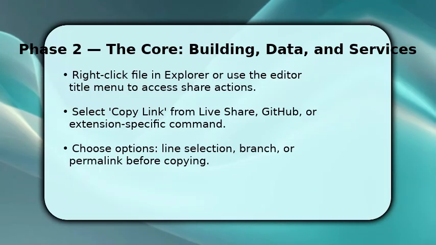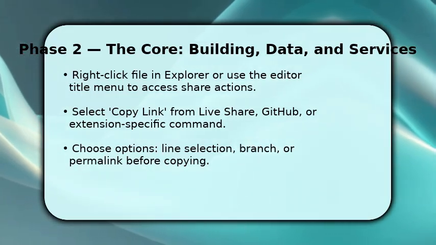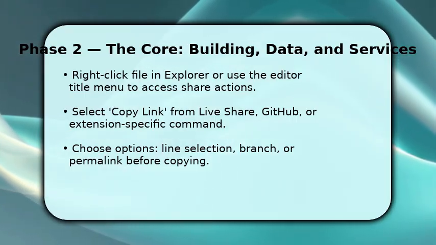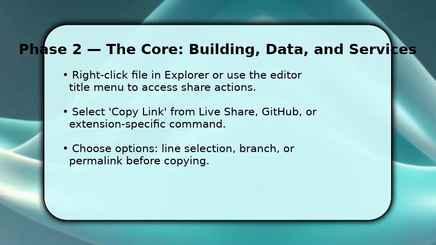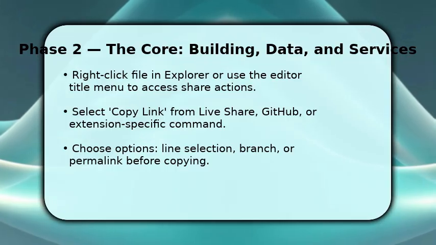If available, specify a line range or choose permalink versus branch relative link so recipients land precisely where you want. Once you confirm options, click Copy. You must understand the difference. Permalink is immutable. Branch relative updates with changes, so choose consciously for collaboration.